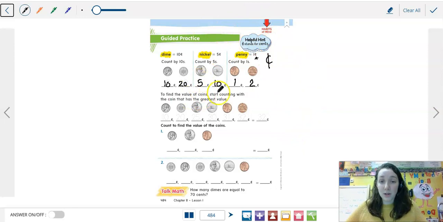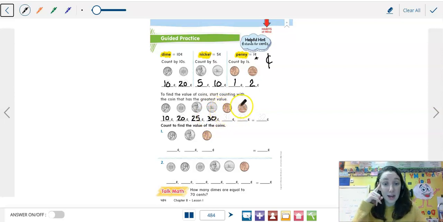To find the value of coins, start counting with the coin that has the greatest value. That means the biggest one. So in this case, we're gonna start counting with our dimes. You can see we have 2 dimes. So we're gonna start with 10 and then 20. Here it starts to get tricky because you're not just counting, we have other coins to add in too. So then with nickels, we have 5. We're gonna add 5 with them. So from 20, I go to 25. And then what's 5 more than that? 30. You count by 5: 20, 25, 30.